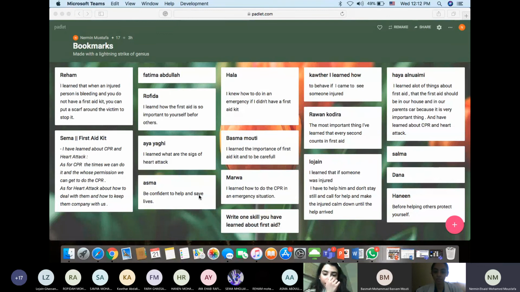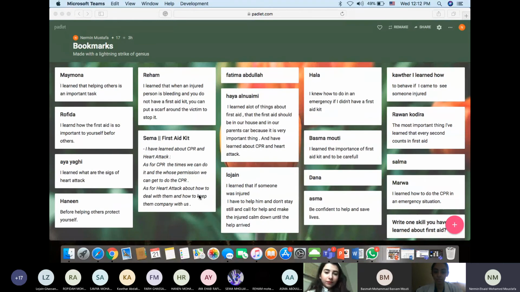Rufaida, I learned the first aid is so important and it's a skill for all. As I told you at the beginning of the class, girls, it was our learning objective for today to learn how to give first aid in a professional way and to have a deep feeling that it's our responsibility and it's not only exclusive for medical professionals. All of us must learn skills of first aid.